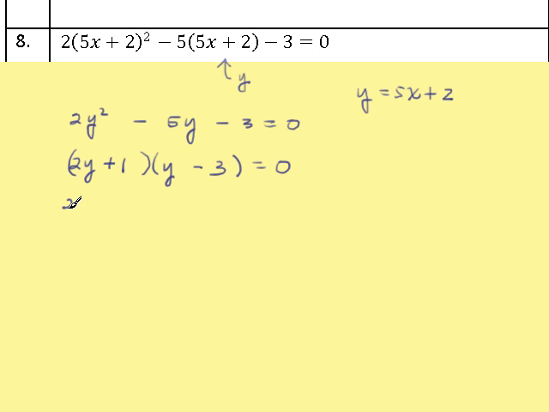So we have 2y plus 1 equals 0. 2y is equal to minus 1. y is minus a half. And here we have y is equal to 3. All right, we want to know what x is, so we're simply going to put 5x plus 2 here and here. So 5x plus 2 is equal to minus 1/2.